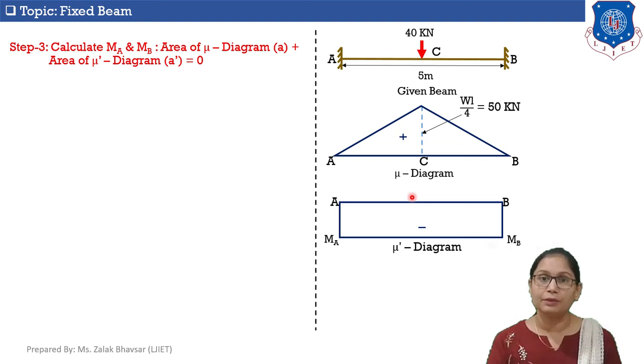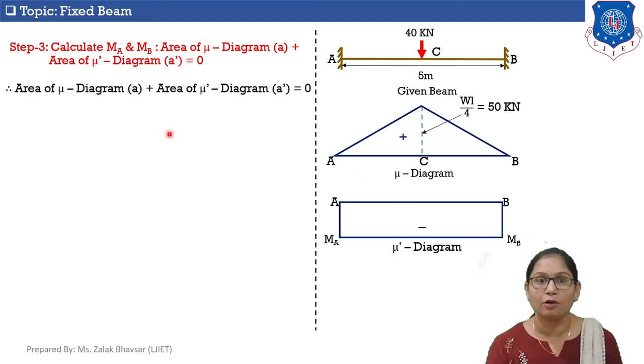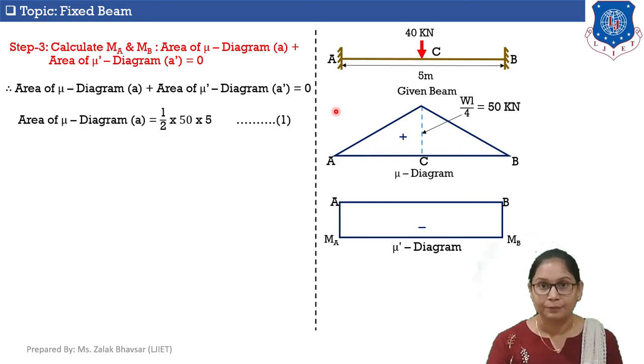For that, we will apply the equation: area of Mu dash diagram plus area of Mu diagram is equal to 0. So let's calculate the area of the Mu diagram first, which is denoted by small a. Here, the Mu diagram is triangular in shape. So area will be equal to 1/2 into 50, which is the height of the triangle, and the base is 5 meter. Say this is equation number 1.